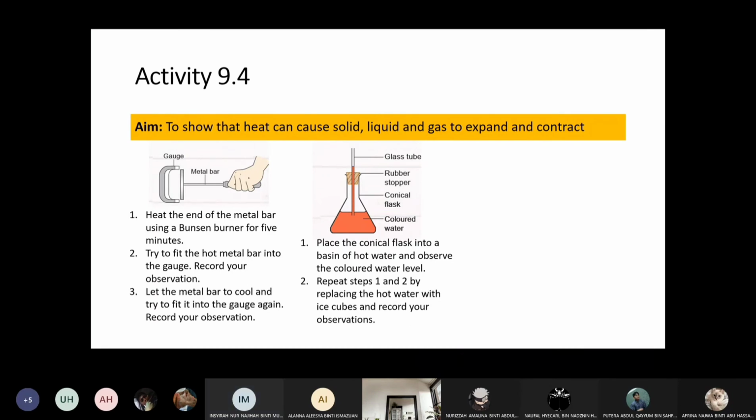Okay, now you take the conical flask with the colored water and you put it into ice cubes. Okay? In a basin of ice cubes. What's going to happen? The level will decrease. The level of colored water will decrease. And that is because the liquid contracts. Okay?